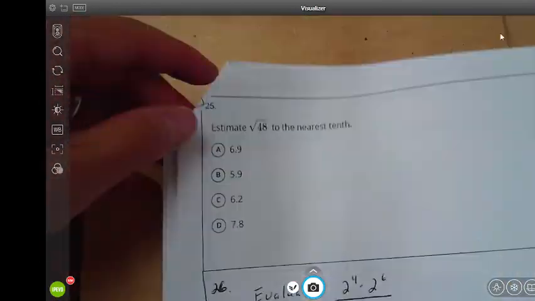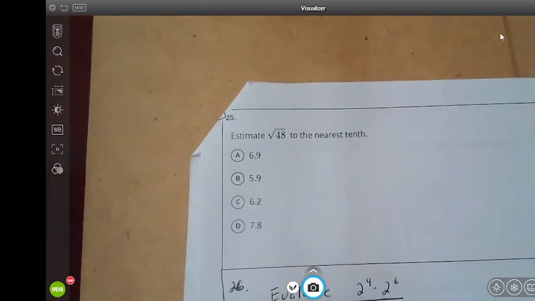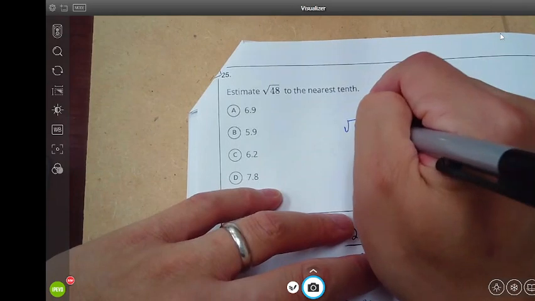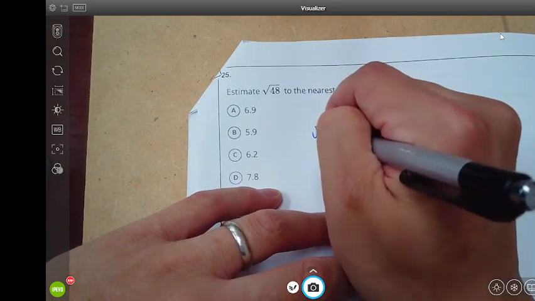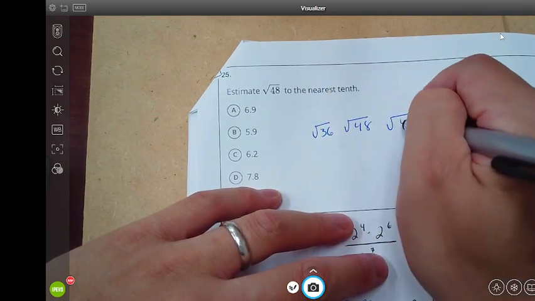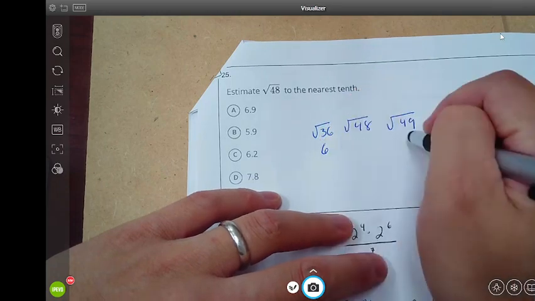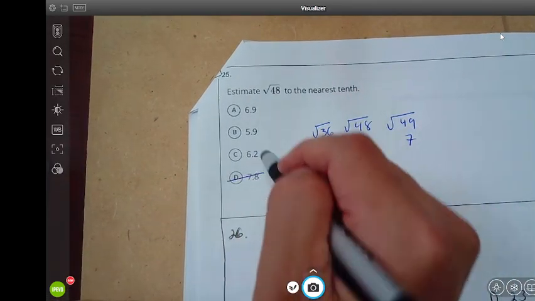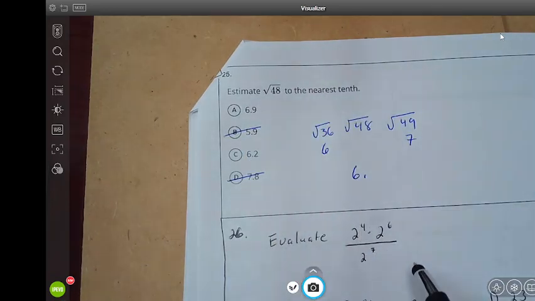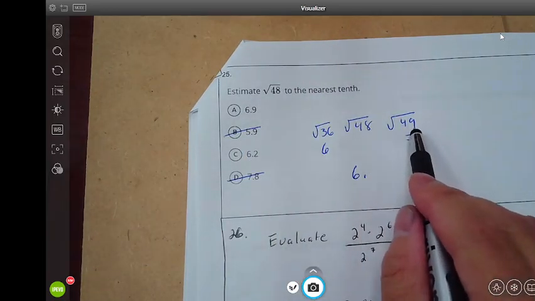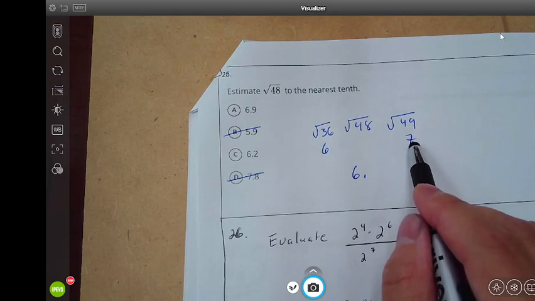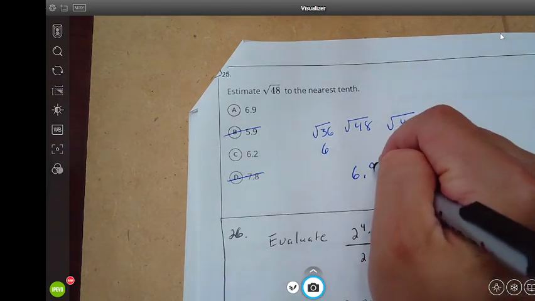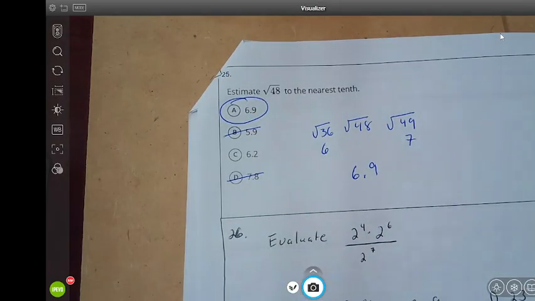Okay, number 25, estimate the square root of 48 to the nearest tenth. All right, square root of 48 is between square root of 36 and square root of 49. It's between 6 and 7, so we know it's 6 point something. We know it's not D, we know it's not B. It's really close to that next biggest number, okay? So it's got to be bigger than 6.5, right? 6.9 is a pretty good estimate.